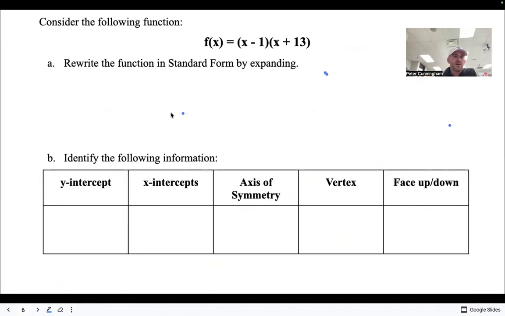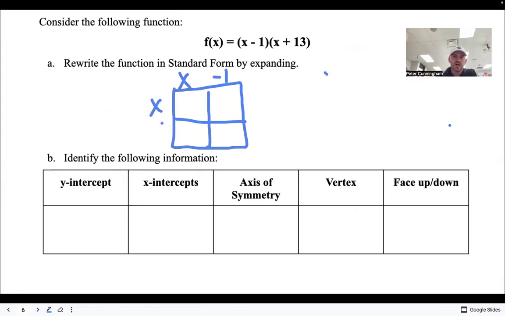Okay. Rewrite in standard form. So basically, this is asking for me to use a box. If you FOIL, good for you. I cannot stay organized with FOIL. So I use the box, but it really does the same thing where you do x times x with FOIL. X times x is right here, which is x squared. Or you would do in FOIL, you would go right there to get x times 13.